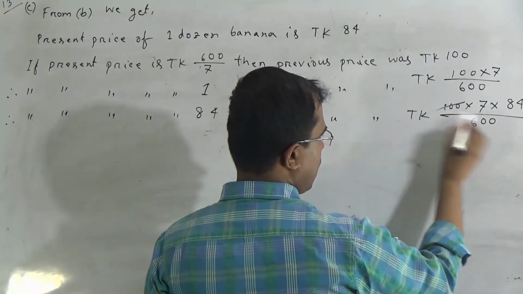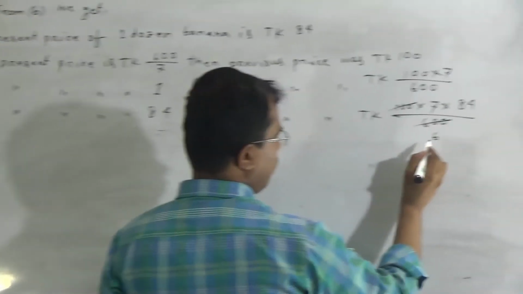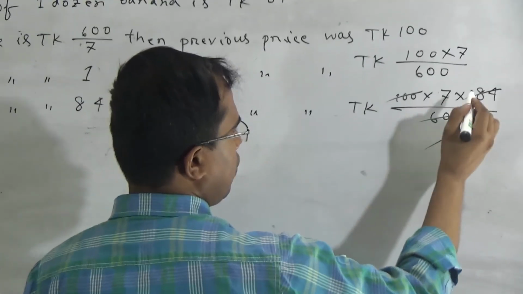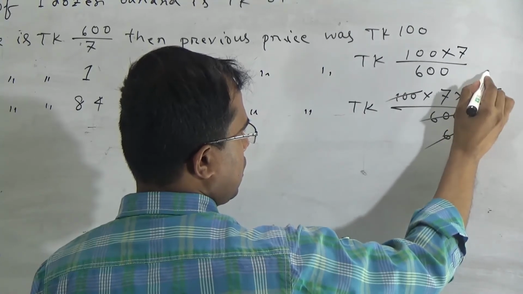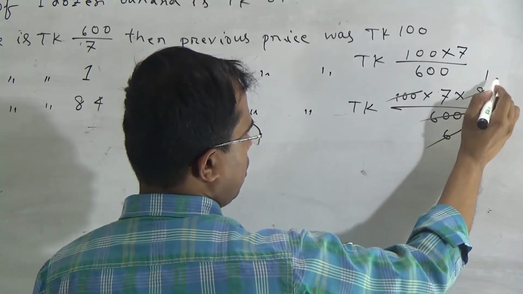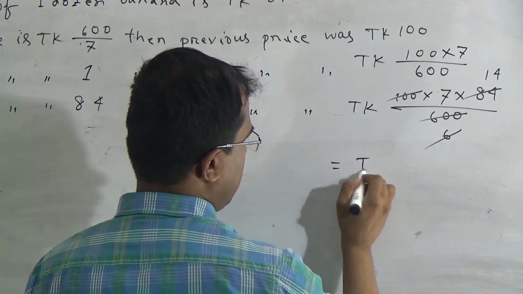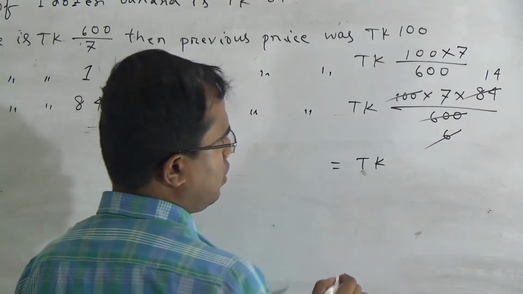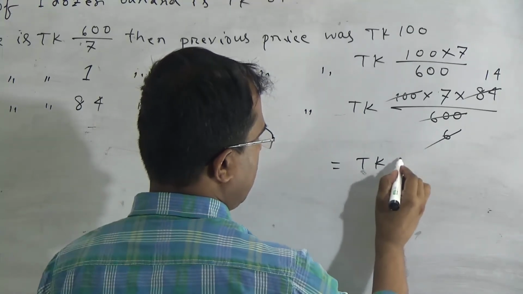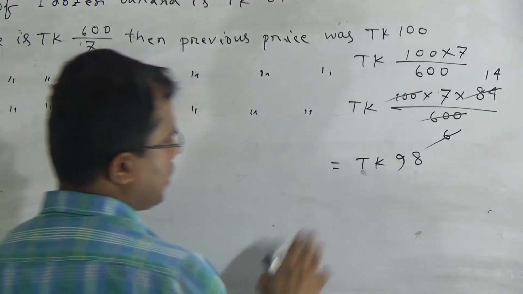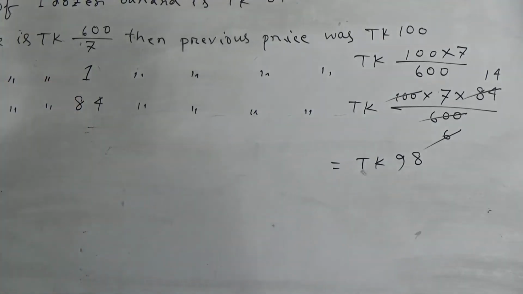Now 6 100s are 600. If we cut 84 by 6, then 6 1s are 6 and 6 4s are 24, so 4. Now this is equal to TK 14 7s are 98. That means the previous price of one dozen bananas is TK 98. Now we have to sell these bananas at 33 whole 1 by 3% profit.